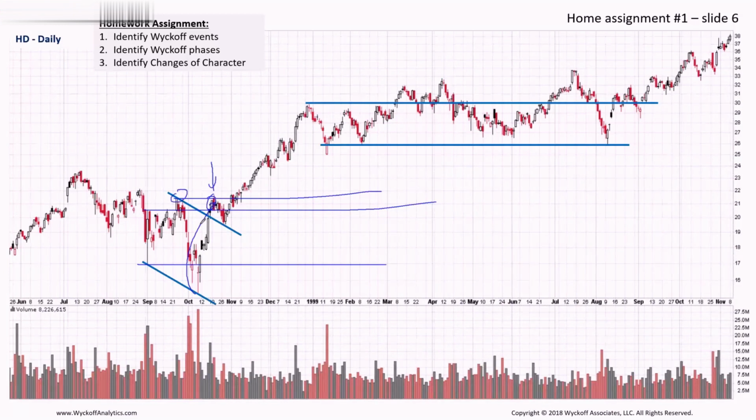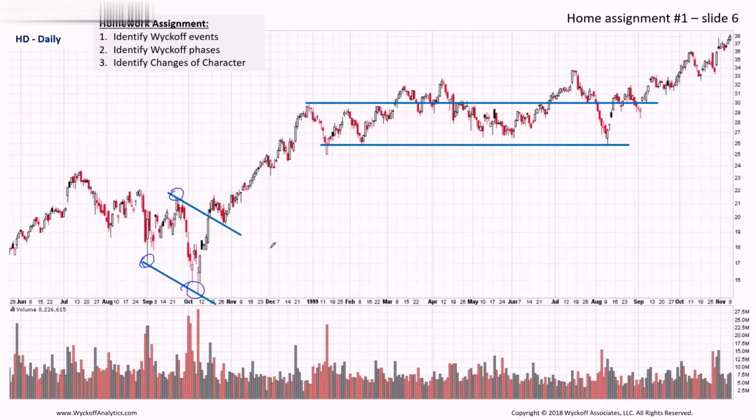Why is it failing at the point of the resistance? Is this a sign of weakness by itself, right? That failure. But if you're using a downsloping range, then you can clearly see that there is a commitment to the upside.